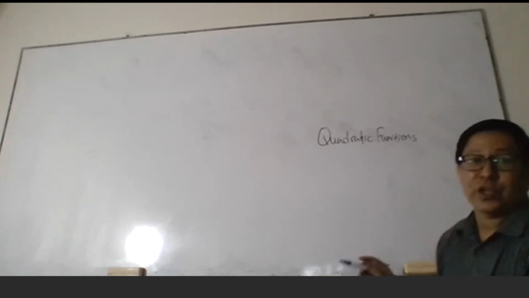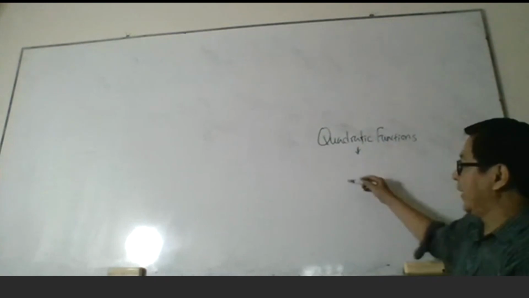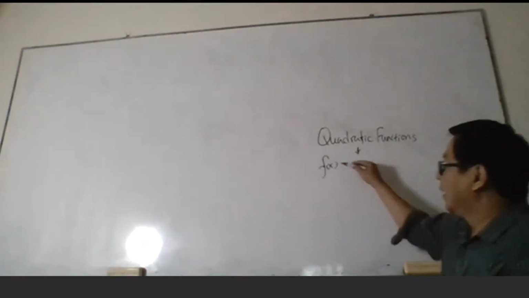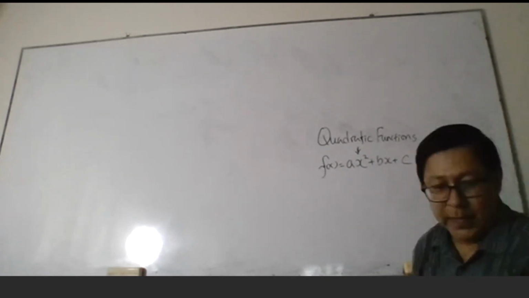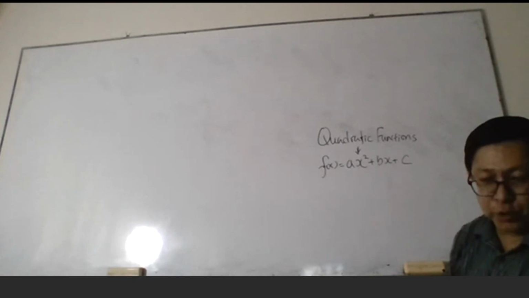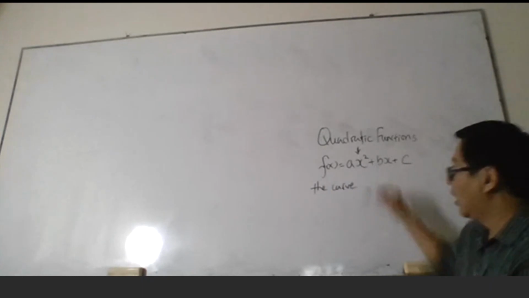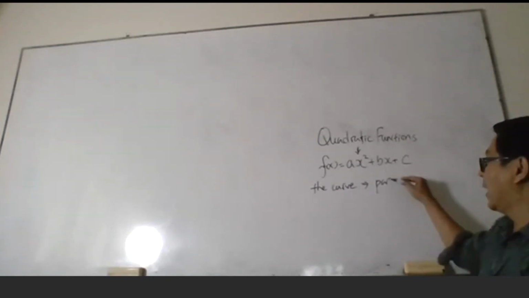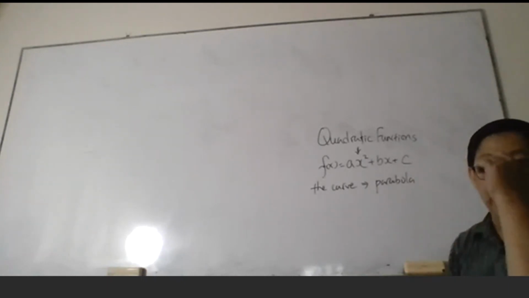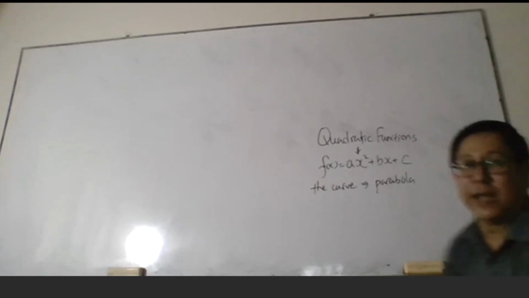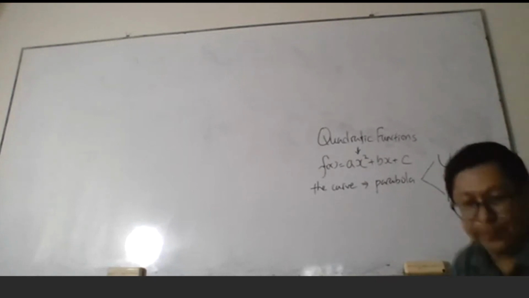Okay, first of all, we try to understand that. The general form of a quadratic function is written as f(x) equals ax squared plus bx plus c. So this is the general form of a quadratic function. And the curve is called a parabola. So the curve of this quadratic function is called a parabola. And a parabola can be either a U parabola or an N parabola.